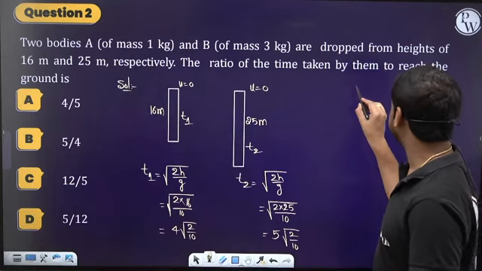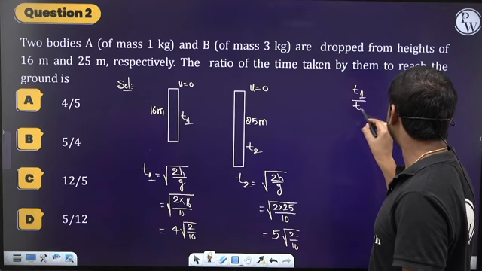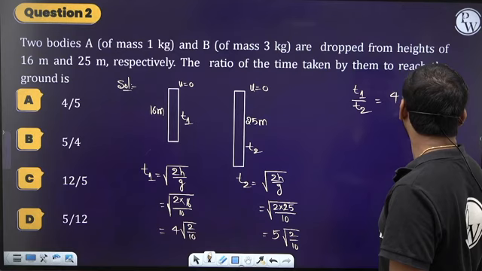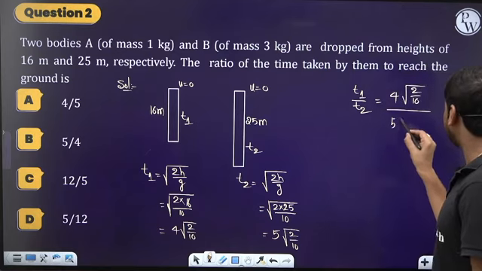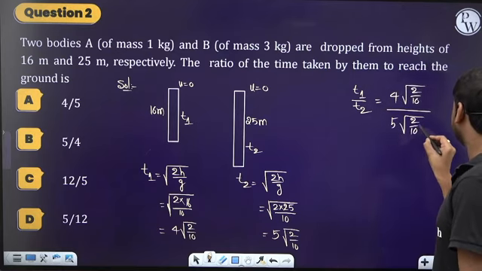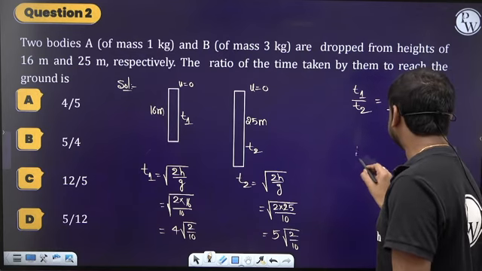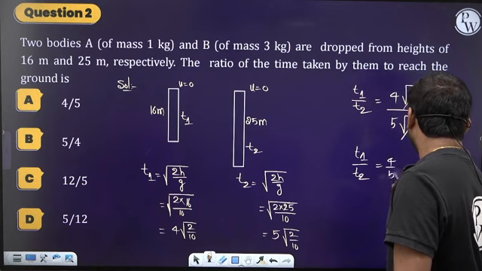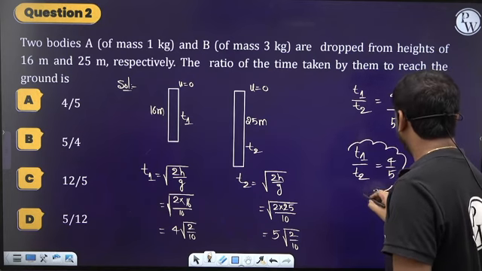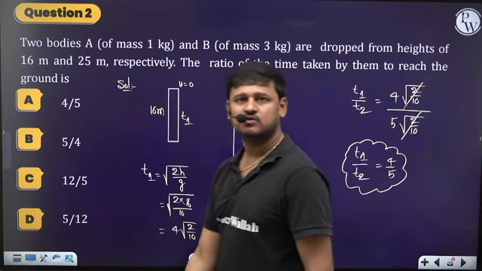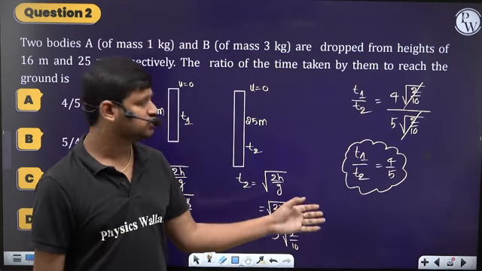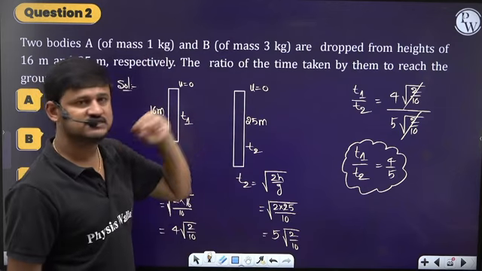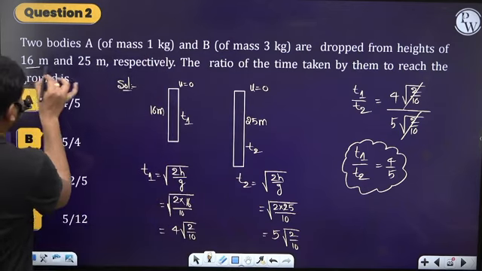So they are asking the ratio. Therefore T1 by T2: T1 is 4 into root over 2 by 10, and the second one is 5 into root over 2 by 10. Root over 2 by 10 cancels out. The ratio of T1 to T2 is equal to 4 by 5. Clear? So it is independent of the mass of the body. Whether it's 1 kg or 3 kg, that doesn't matter. It just depends on the height.